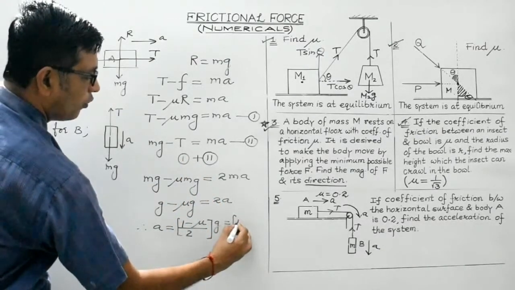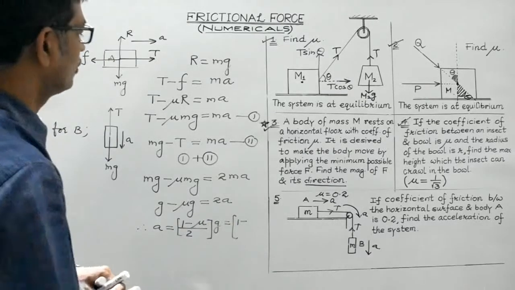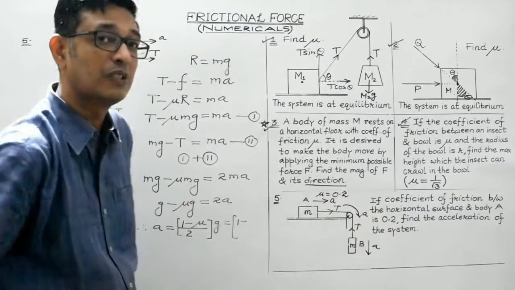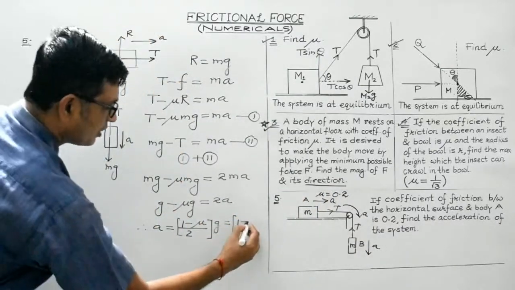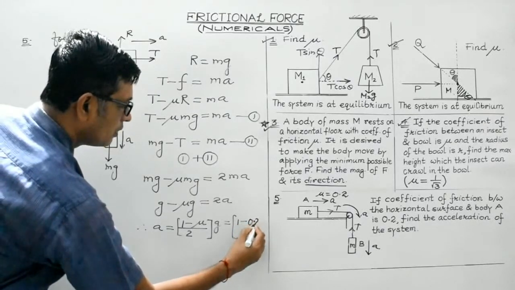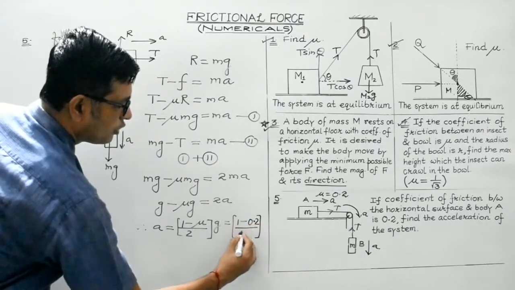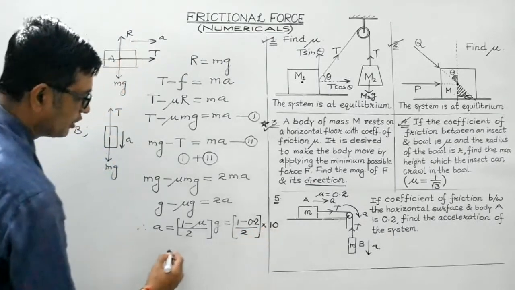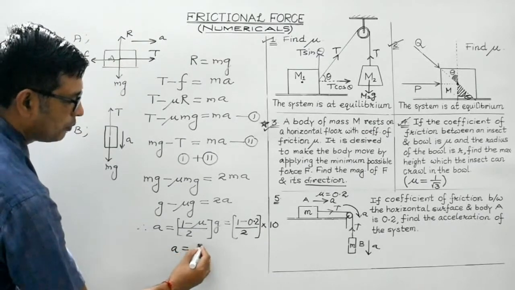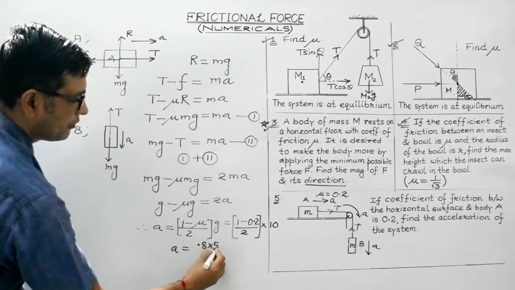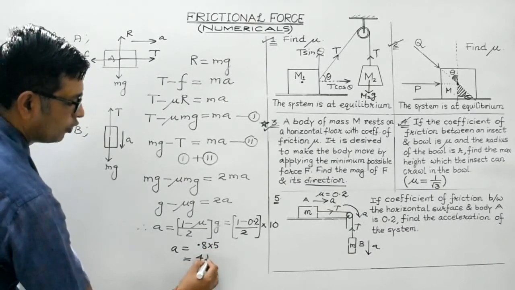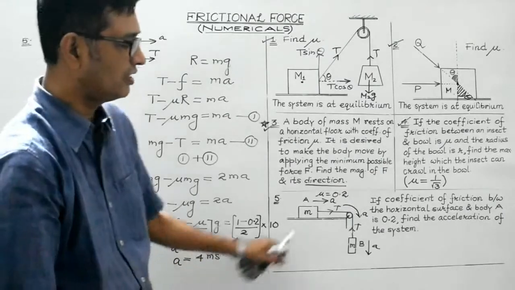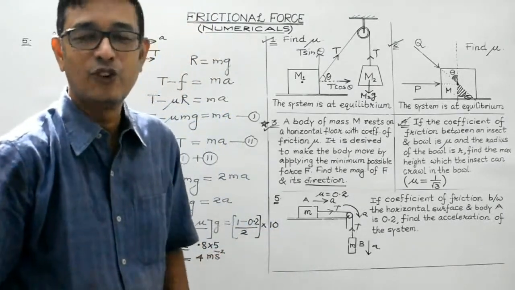Let's substitute the values. 1 minus mu, the coefficient of friction, which is given to be 0.2. In this case, it must be the coefficient of kinetic friction. So it is 0.2 divided by 2 into, let's consider the value of small g to be 10 meter per second square. So acceleration will be equal to 0.8 multiplied by 5. So it will be equal to 4 meter per second square. So that's the answer. So the acceleration of each of the bodies is 4 meter per second square.